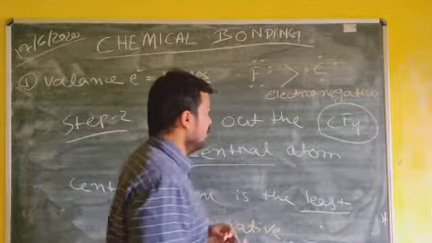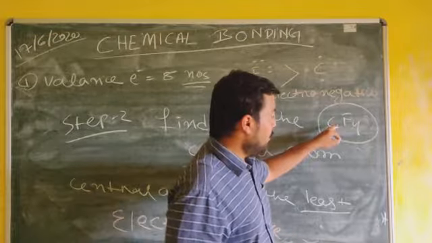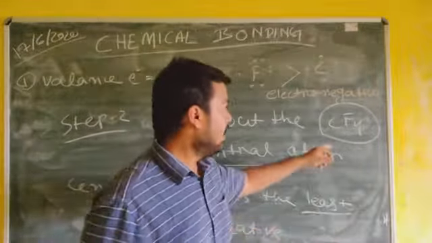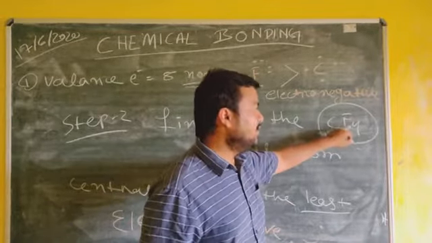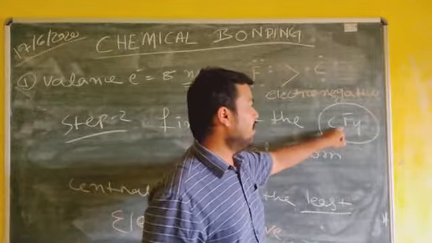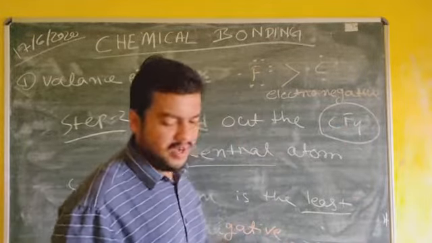So if we have to write the molecular structure of CF4, between carbon and fluorine, which one will be at the center? Carbon, because it is the least electronegative of all the atoms present in the molecule. It is less electronegative than fluorine. So carbon will be at the center.